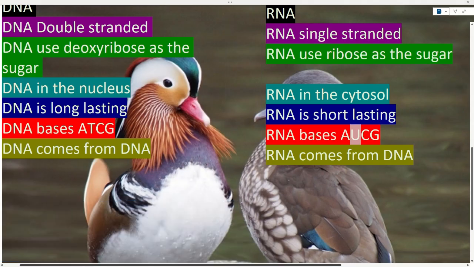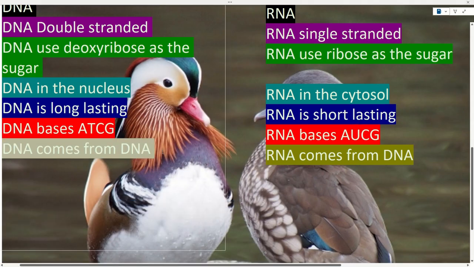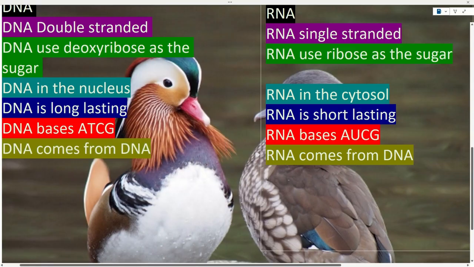Okay, now one of the last major differences is that DNA comes from DNA, right? So when we need more DNA, we replicate it. When we need more RNA, right, we actually use DNA to make RNA. Now, you get weirdo viruses that will actually make RNA from RNA, but in a normal human cell, RNA comes from DNA.